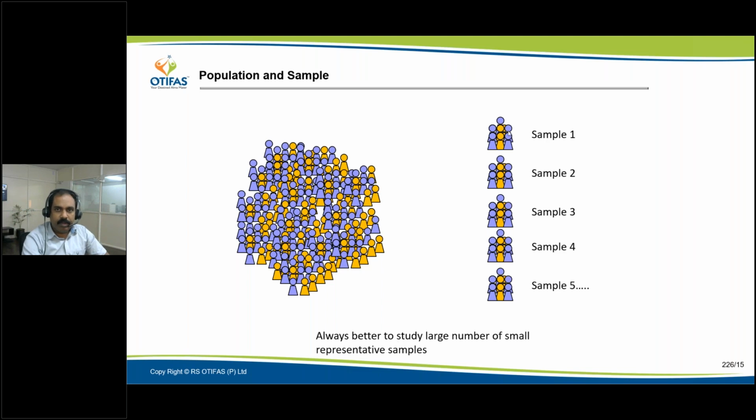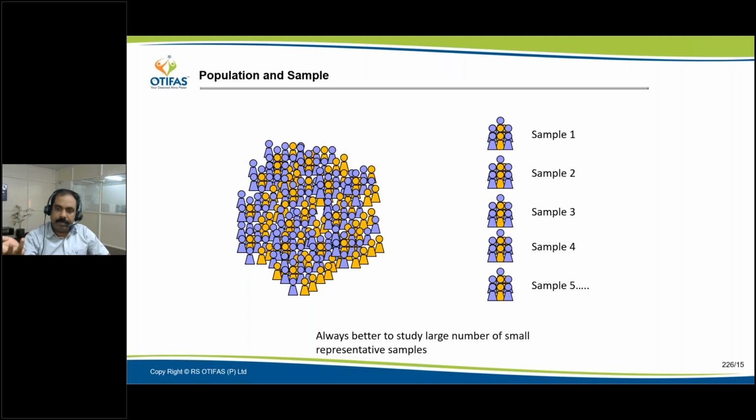For example, how many people are in this sample? 6 plus 1, 7 people, isn't it? So you can have 7 people or maybe 3 or 4 people, and it is better to take a sample size of four with around 25 samples. Similarly, it is always better to study a large number of small representative samples. For example, you have 25 samples with 4 people each, so in total how many people are you going to study? 100 people.